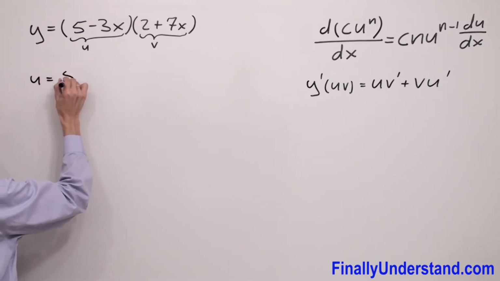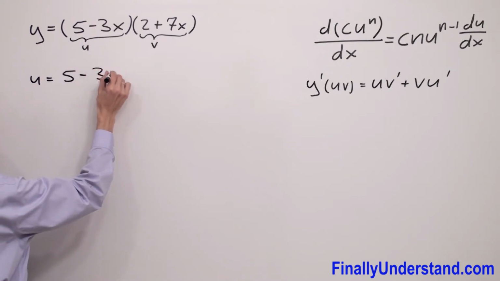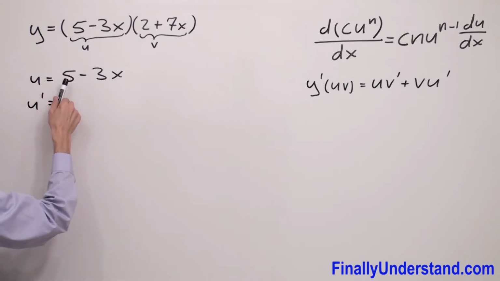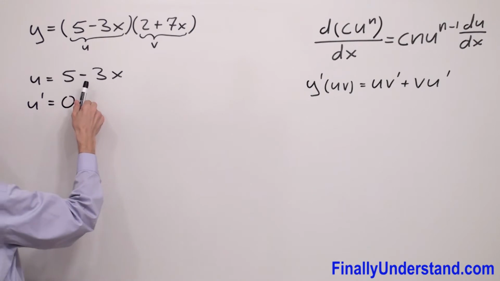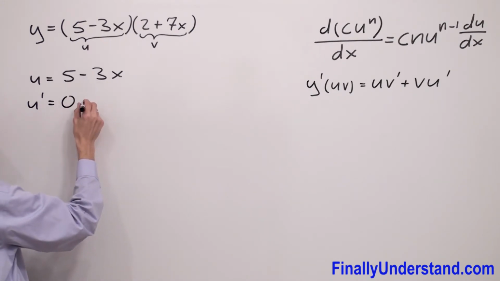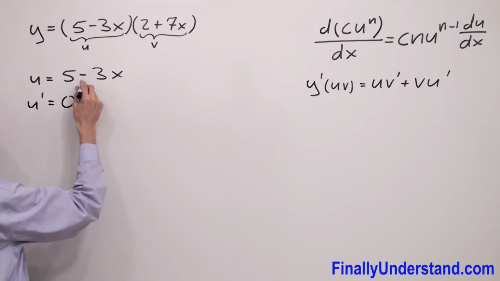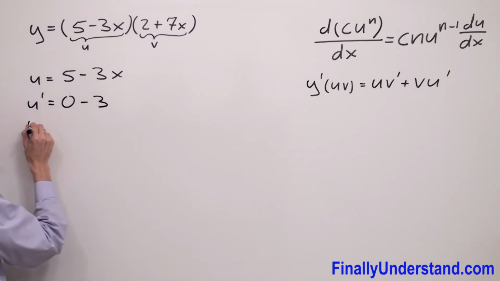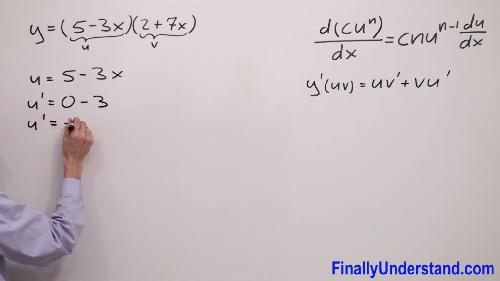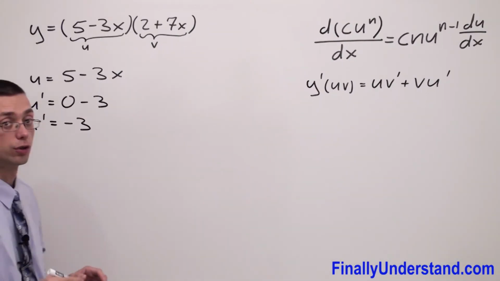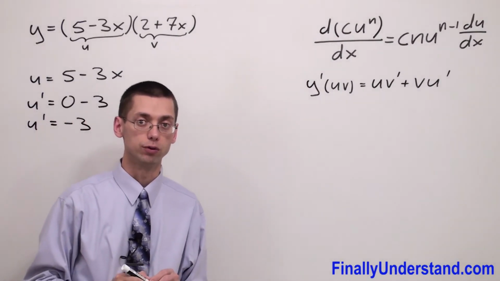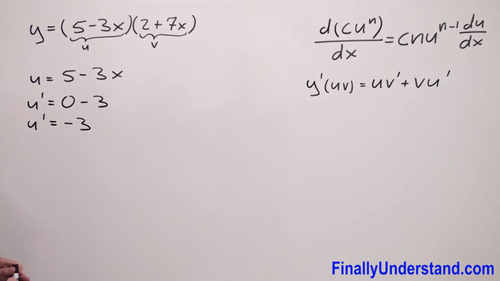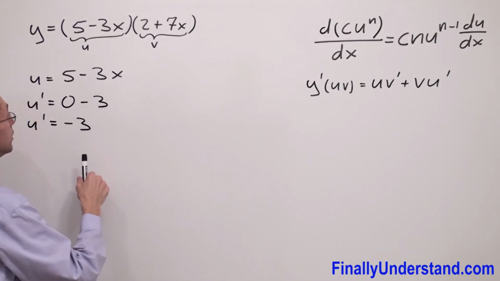u is equal to 5 minus 3x. So the derivative, u prime, is equal to: derivative of constant is equal to 0. Derivative of 3x is equal simply to 3. So I have to copy down the negative sign, and the derivative of 3x is equal to 3. So u prime is equal to negative 3. If you don't understand what I'm doing right now, you're supposed to review the first section of the derivatives, which we covered earlier, because right now I'm going to do a lot of calculations in my head.